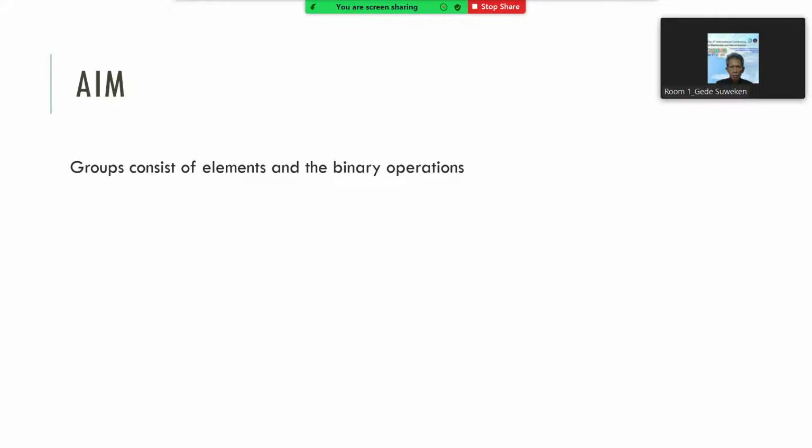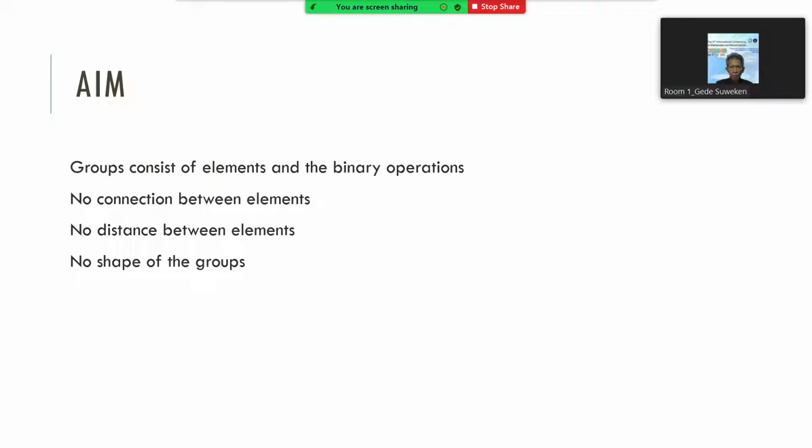Okay, the aim of my research is to know the group better. We know that groups consist of a set of elements and the binary operation between those elements. Only that we don't have connection between elements, we don't have distance between elements, and we don't have shape of the group. So we just know groups as something abstract. There is nothing beautiful in terms of geometry of the group.